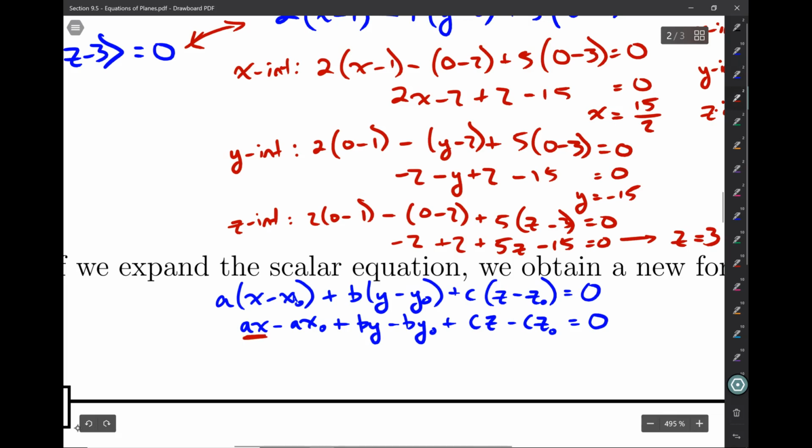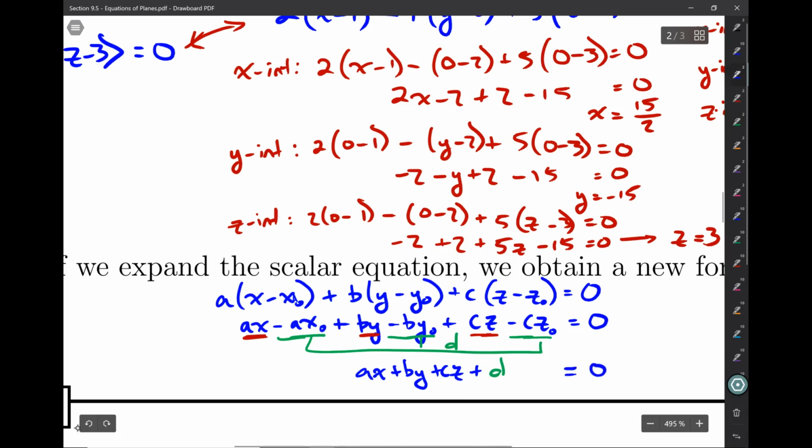So ax is a term with a variable. by is a term with a variable. cz is a term with a variable. But ax naught, by naught, cz naught, all of these are constants. If we combine all of these together into a big constant, with the negatives, let's call this just d, then we can rewrite our equation as ax plus by plus cz plus d.